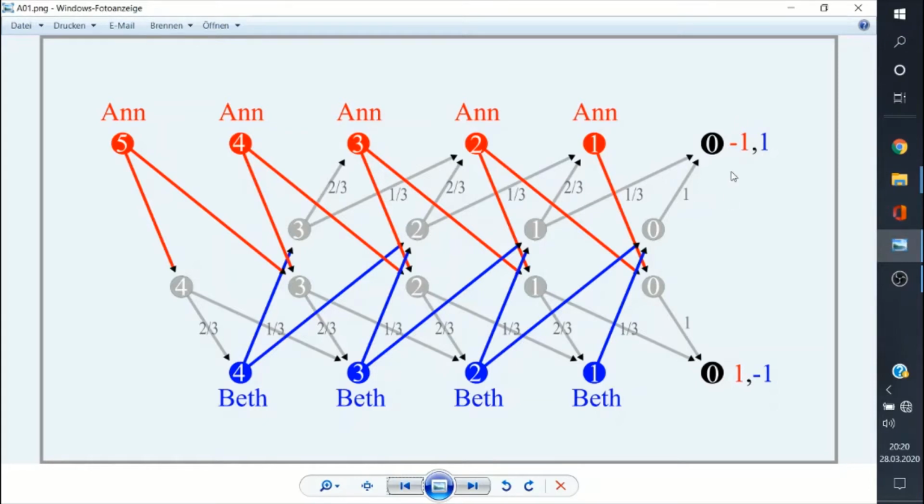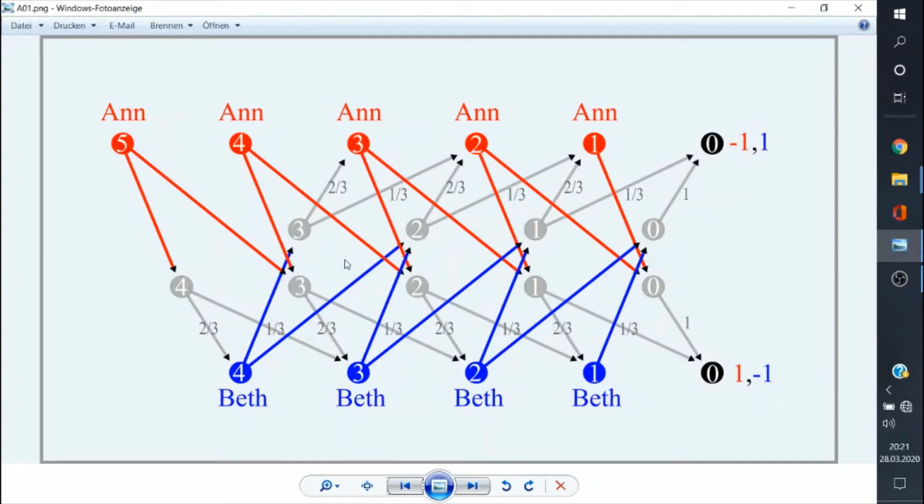So for backward induction, these vertices here are the positions for Anne, where Anne is supposed to move, facing 5, 4, 3, 2, 1 and 0 stones. And the same here for Beth. Beth starts, well, the only positions to consider with Beth are 4, 3, 2, 1 and 0. And these gray points in the middle are the random positions where a random move is supposed to happen. So we have 4, 3, 2, 1 or 0 stones left.